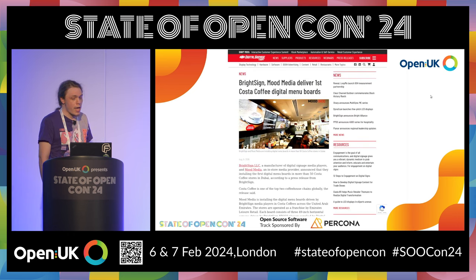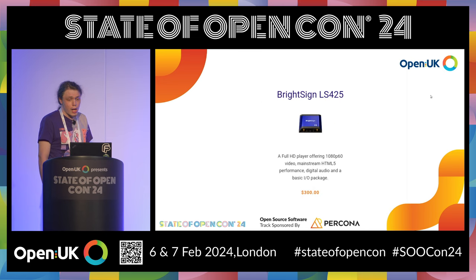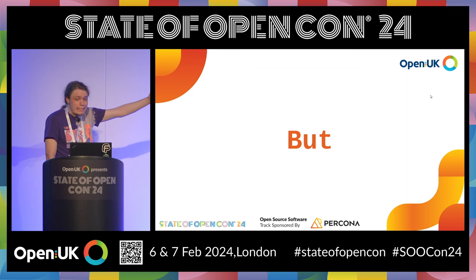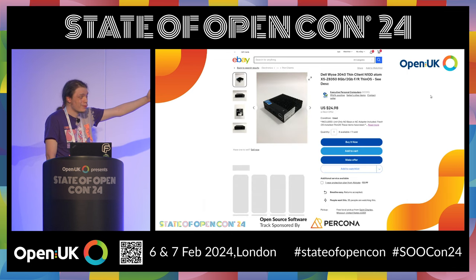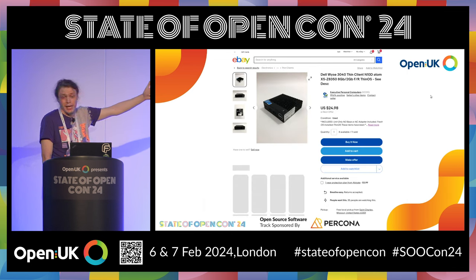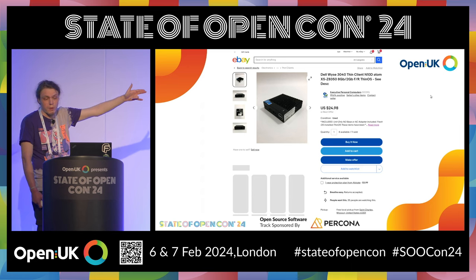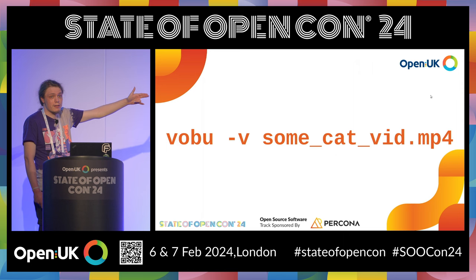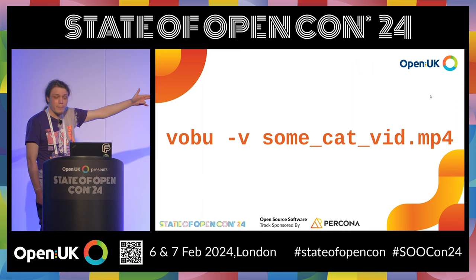And now, digital signage is everywhere today. And we do it with stuff like this digital signage player that's hundreds of dollars. But you know what we could also do? You could rescue a thin client from a landfill on eBay for 30, maybe 40 bucks, and just type vobu -v and the path to a video file.